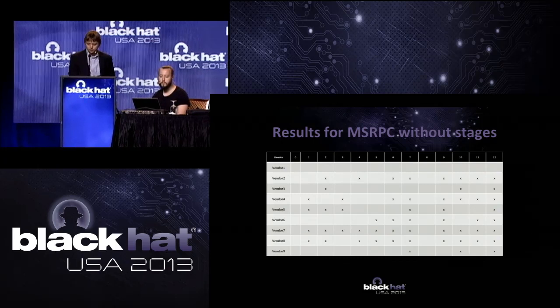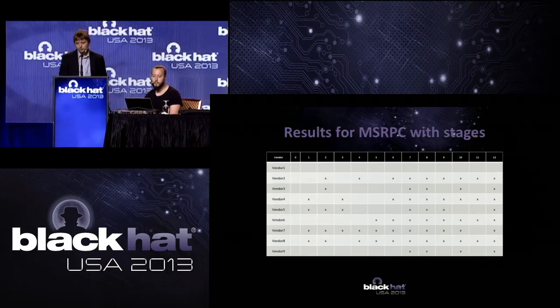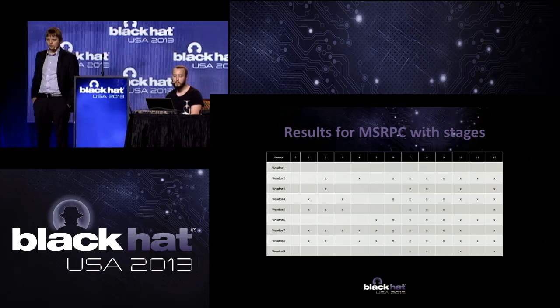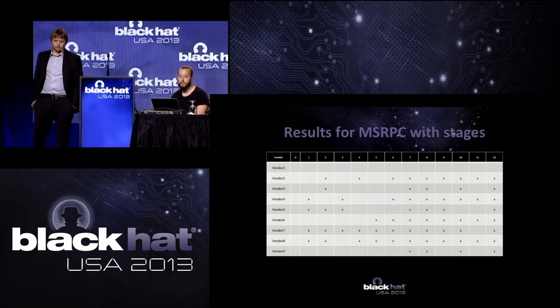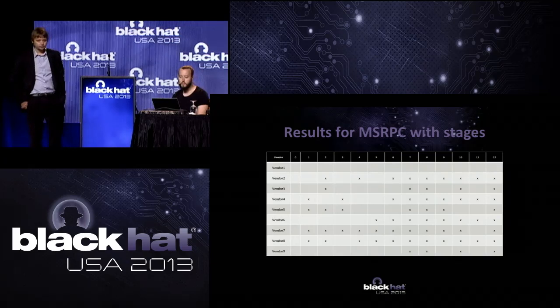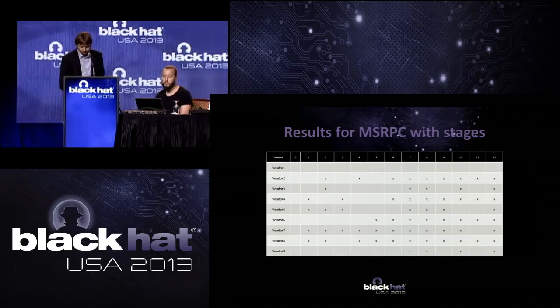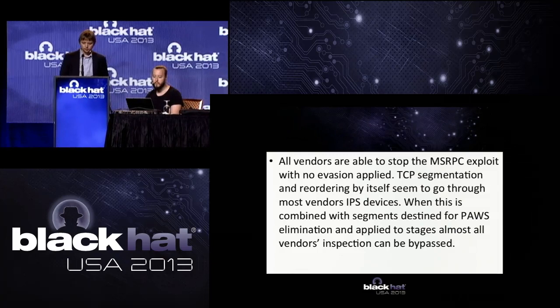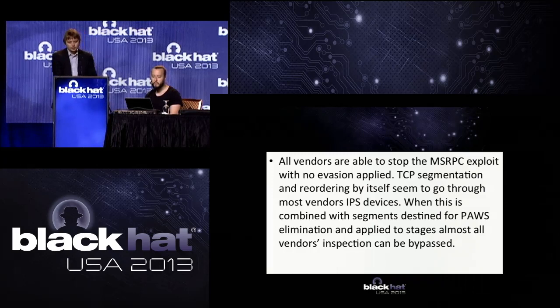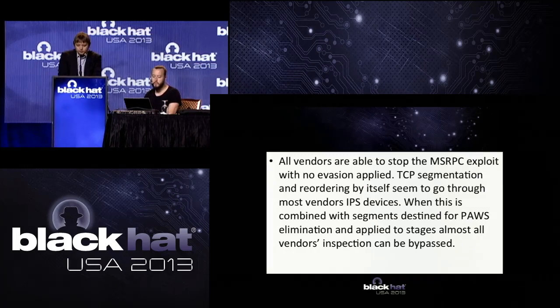Then if we use the MSRPC exploit stages, there are going to be a couple more failures. So if we target the evasions to critical paths, it's going to be more effective. All the vendors are able to stop the MSRPC exploit without any evasions applied. TCP segmentation and reordering by itself seems to go through most vendors. And when we do something like paths elimination, almost every IPS device is bypassed.